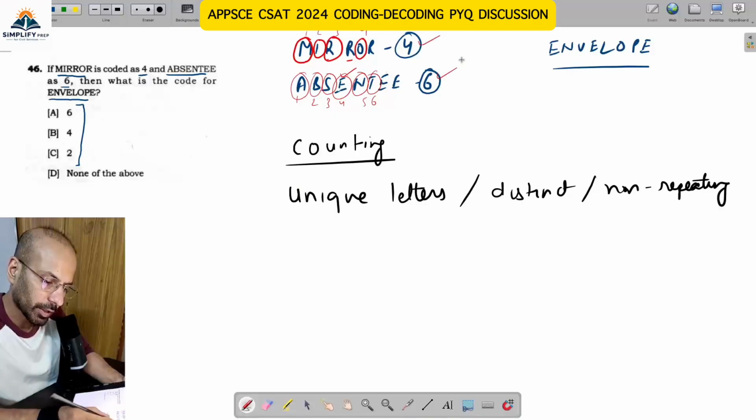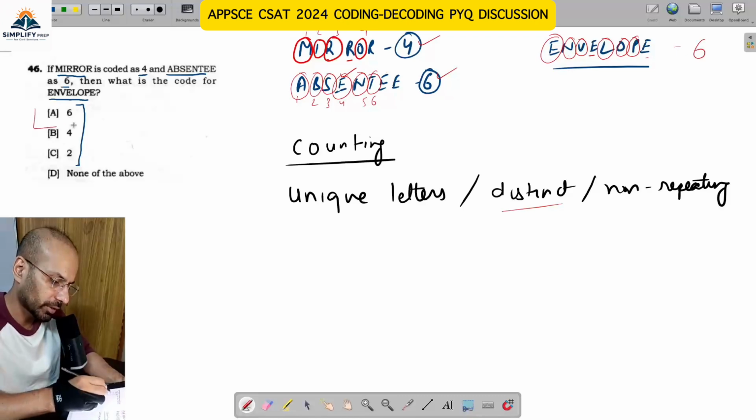So this is satisfying my code. So my logic is fine. And I can now apply the logic for the envelope and see the number of unique letters: E and E. This E I have already seen, so I will see L, O, P. So I will not count this E again because we are seeing the distinct and non-repeating letters. So how many are there? 1, 2, 3, 4, 5, 6. 6 are there. So my answer will be 6.